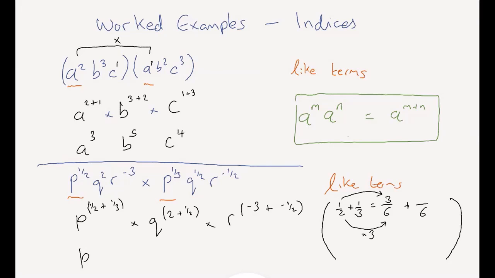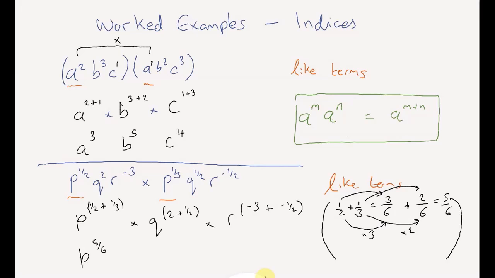And then what do we do to this 3 here to get the 6? Well, we multiply it by 2. We have to do the same to the 1. 1 times 2 is 2. And so the answer is 3/6 plus 2/6 is 5/6. Okay, so that's the index on the p, 5/6.